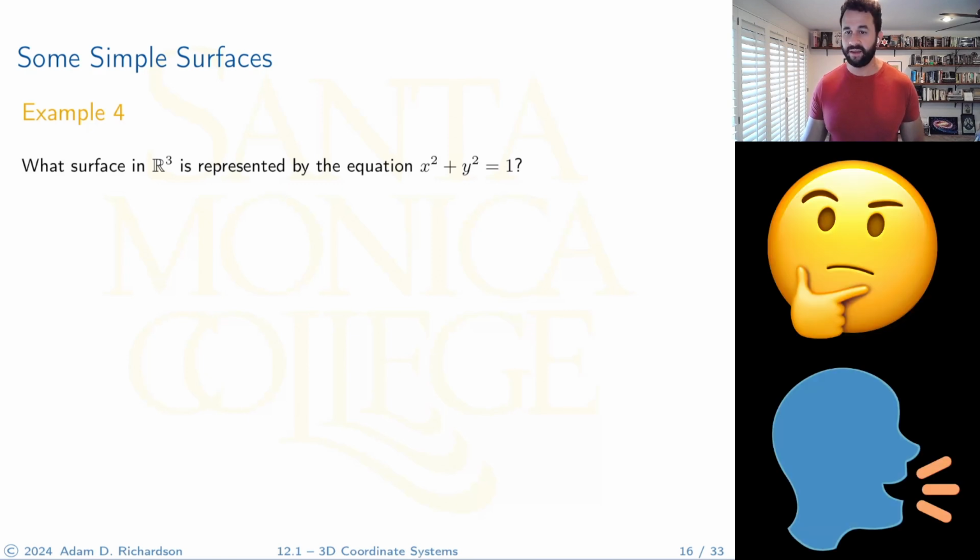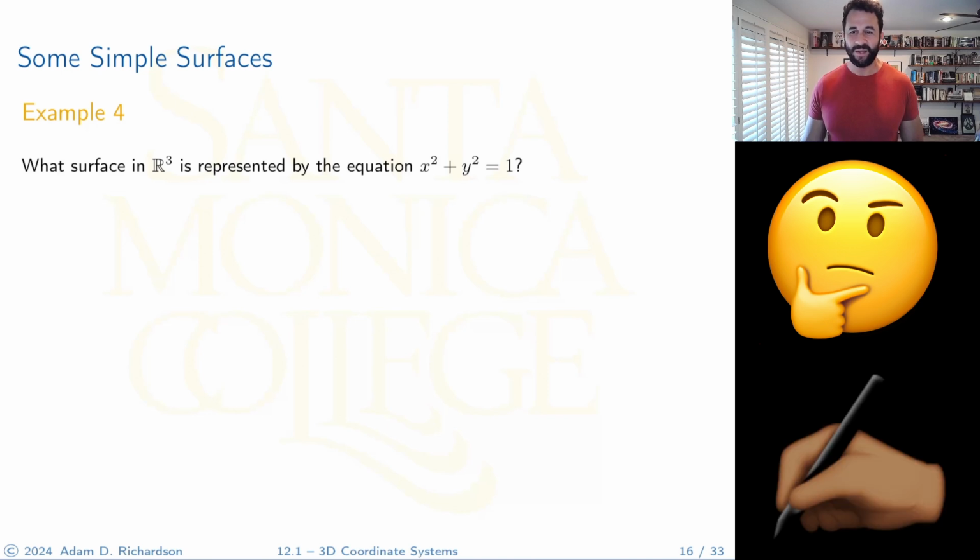Now say something out loud. You can say it to yourself, to your dog, to your friend, to your brother, sister, your cat, your lizard, whoever, whatever, the wall. Say something out loud about what you were thinking. All right, now write something down. Write down what surface you think is represented by this equation, and see if you can draw a sketch of it. And then we'll take a look at it together.